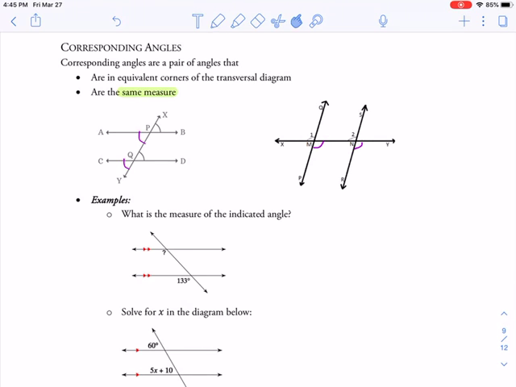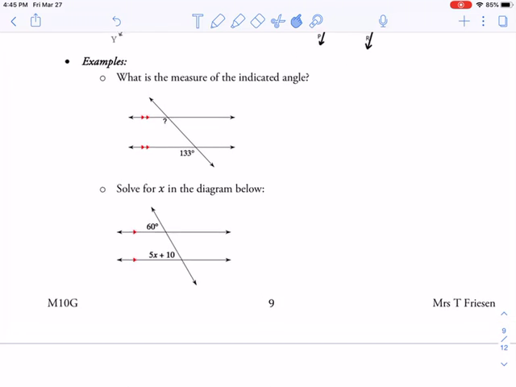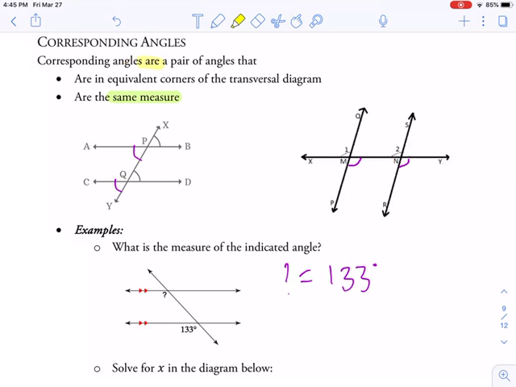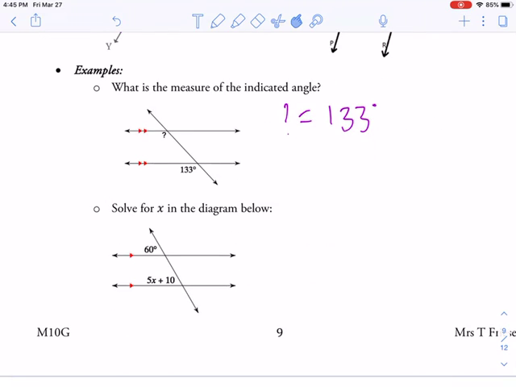Okay, all right, so let's scroll down here and do a couple examples. What is the measure of the indicated angle, the question mark, in the first one, and then in the second diagram we're going to figure out how to solve for x. We can see that this 133 is in the bottom left corner of that intersection, and the question mark is also in the bottom left corner of that intersection. That means the question mark is equal to the angle given, which in this case is 133 degrees. That's because once we have equivalent corners, they're the same measure, the same number of degrees. So that's it for that question.